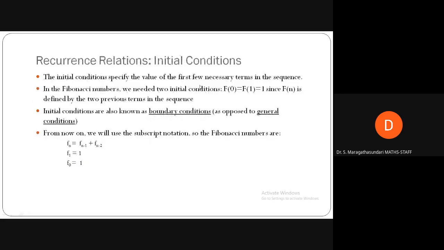The initial conditions specify the value of the first few necessary terms in the sequence. In the Fibonacci numbers, we needed two initial conditions, f of 0 equal to 1 and f of 1 equal to 1, since f of n is defined by the two previous terms in the sequence. The initial conditions are also known as boundary conditions. For Fibonacci numbers we can use subscript notation, either capital F of n or small f of n, it's our wish.